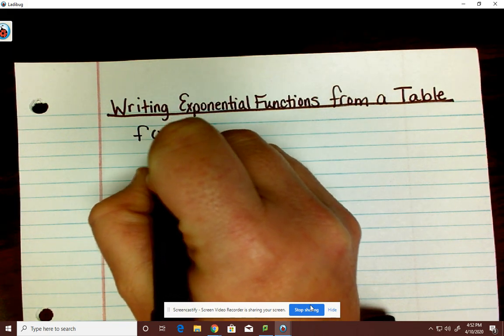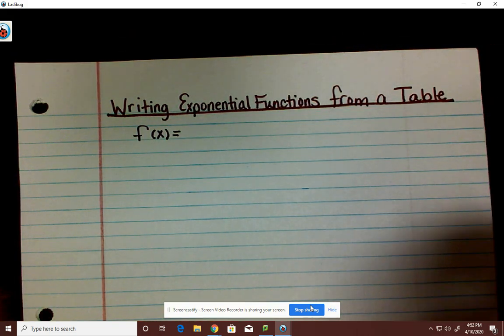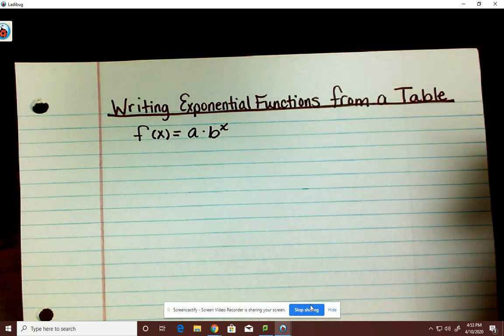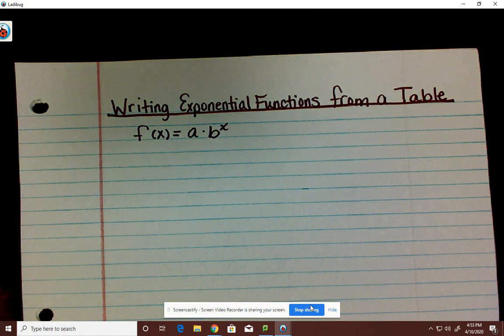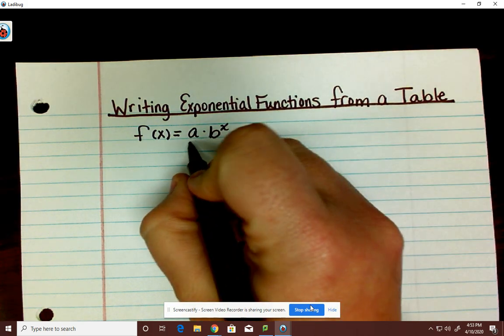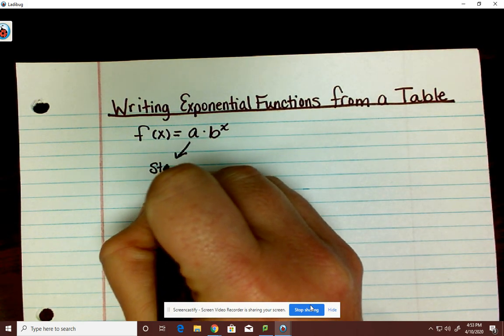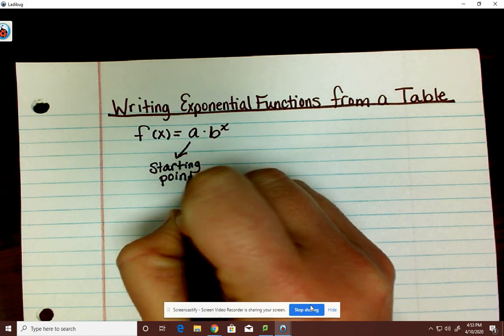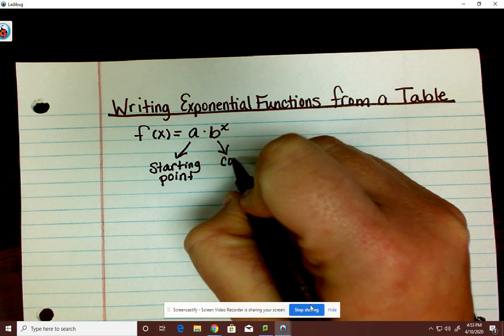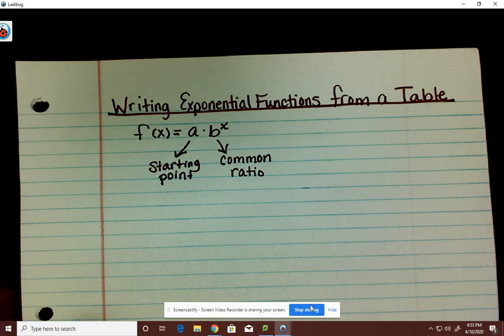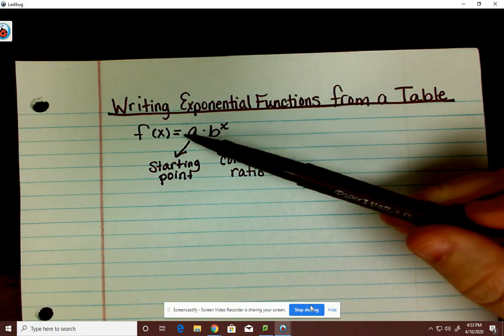So when we write an equation for an exponential function, the form that we're going to write it in is a times b to the x. And so we will figure out how to find a and that kind of thing. But let's talk about what these actually stand for. You may see that these are a little bit familiar to you. When we're looking at a table of different values on this function, this is what these actually mean in terms of the table.